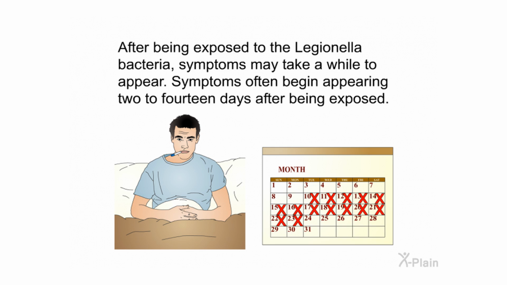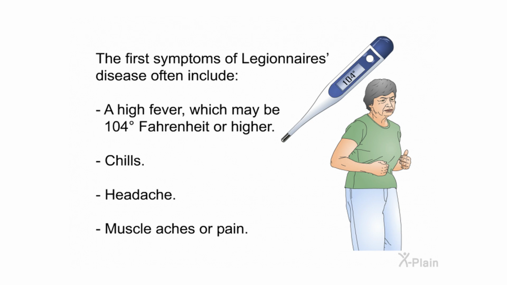Symptoms. After being exposed to the Legionella bacteria, symptoms may take a while to appear. Symptoms often begin appearing 2 to 14 days after being exposed. The first symptoms of Legionnaires disease often include a high fever, which may be 104 degrees Fahrenheit or higher, chills, headache, muscle aches or pain.